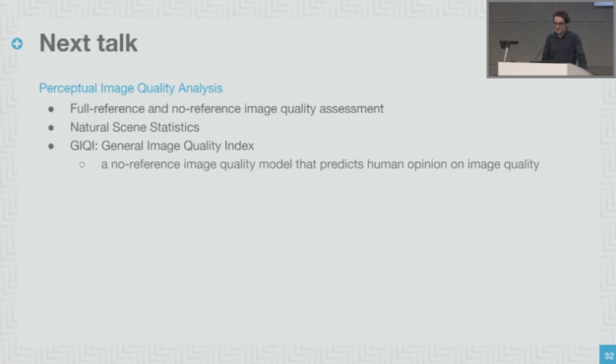So this concludes my talk here. In my next talk, I'm going to be talking about perceptual image quality analysis. I'll be talking about full reference and no reference image quality assessment, and about natural scene statistics and how we define no reference image quality assessment models. I'll also talk about a model I developed here called the General Image Quality Index, which is a deep learning architecture. It's a no reference image quality model that predicts human opinion on image quality.